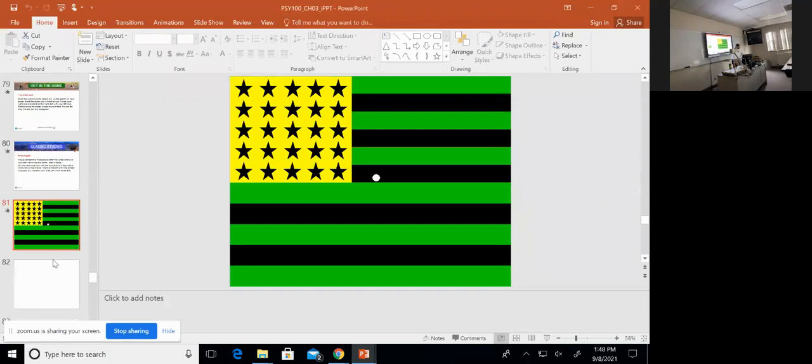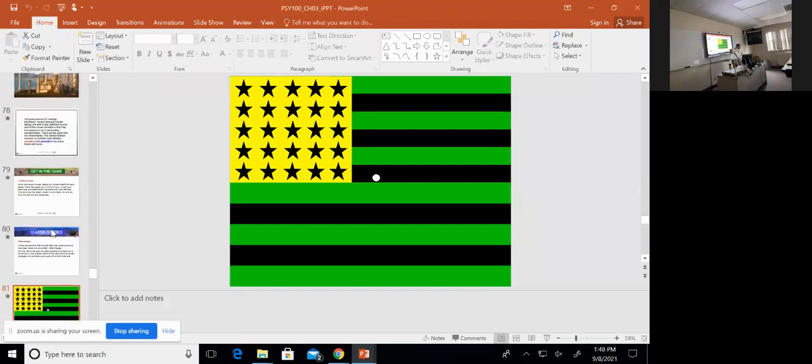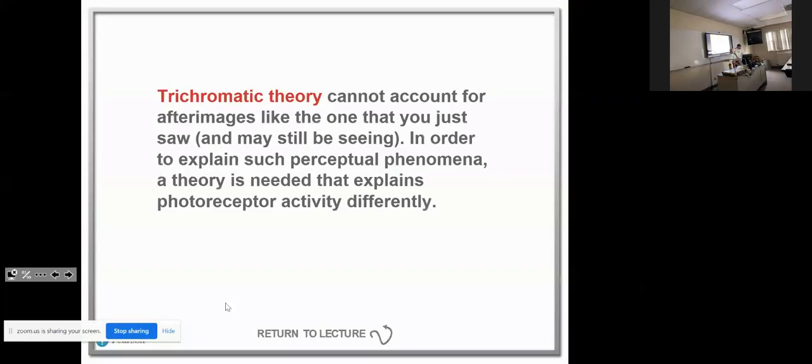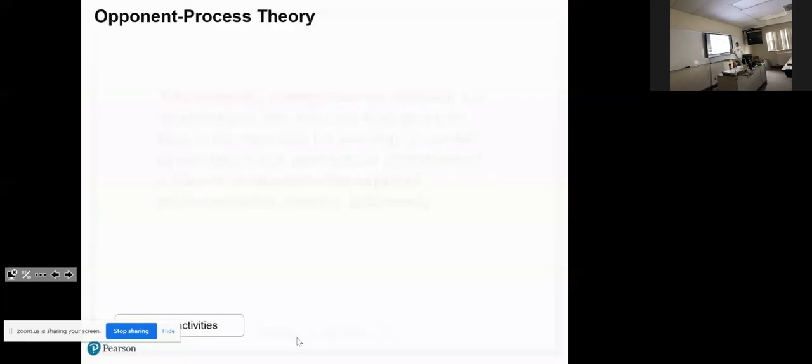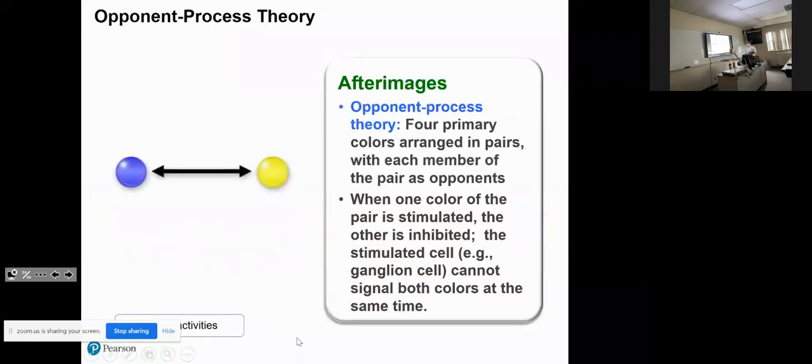And it's stating that this green, as soon as it disappears and floods your eyes with white, it turns to red. This yellow turns to blue. Okay. And then, of course, the black turns to white. Those are your cones and your rods being processed there. Okay. So, let's see, return to lecture. All right. So that's the opponent processing theory in afterimages.